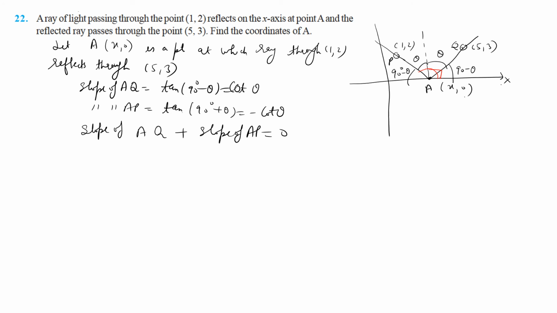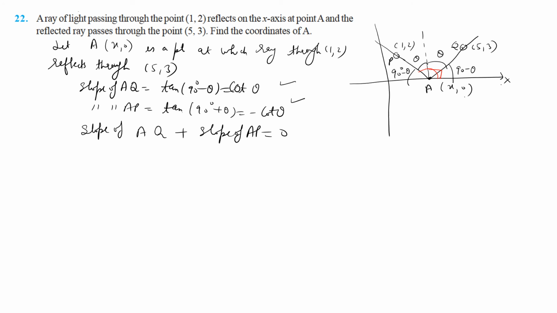That means, or I can take it as that they are mutually, you can see here what is the angle between them. So slope of AQ plus slope of AP is equal to 0. You can clearly see from here, cot theta minus cot theta is equal to 0. This condition arises from here. So by using the two-point form, what is the slope? y2 minus y1 upon x2 minus x1.